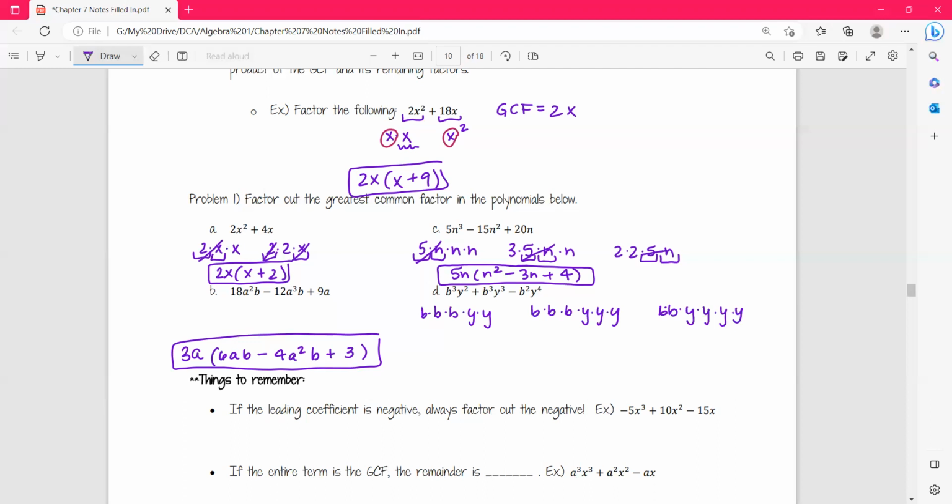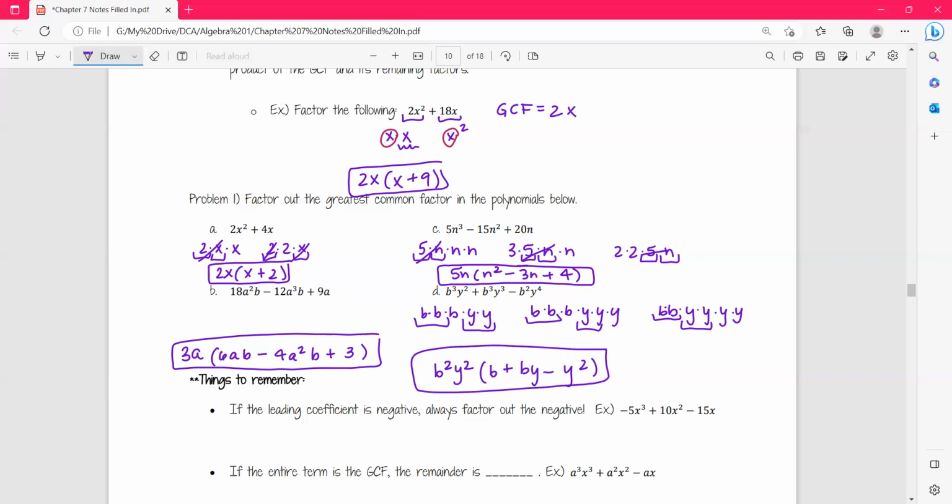I've got 3 B's, 3 B's, 2 B's, so I can take 2 B's out of everything. And then I've got 2 Y's, 3 Y's, 4 Y's. I can take just 2 Y's out of everything. So my GCF is B squared Y squared. And then if I take that out of each of these quantities, I'm going to be left with B plus BY minus Y squared.